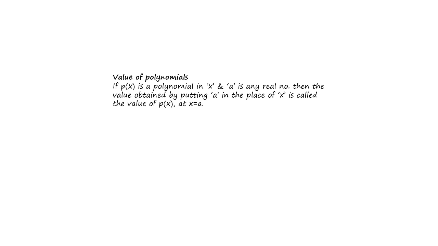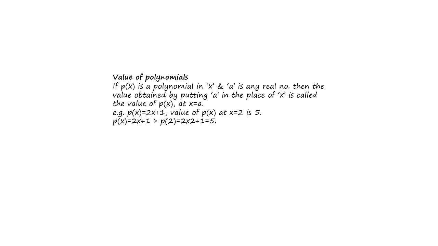That means here, as you know, this x is a variable. In the place of x, if we put any real number, maybe a or b or any 1, 2, 3, whatever, the value that we get by putting any constant or any real number in the place of that variable x is called the value of the polynomial for that particular real number. For example, p(x) = 2x + 1, the value of p(x) at x = 2 is 5. How does it come to 5? It is written as p(2).